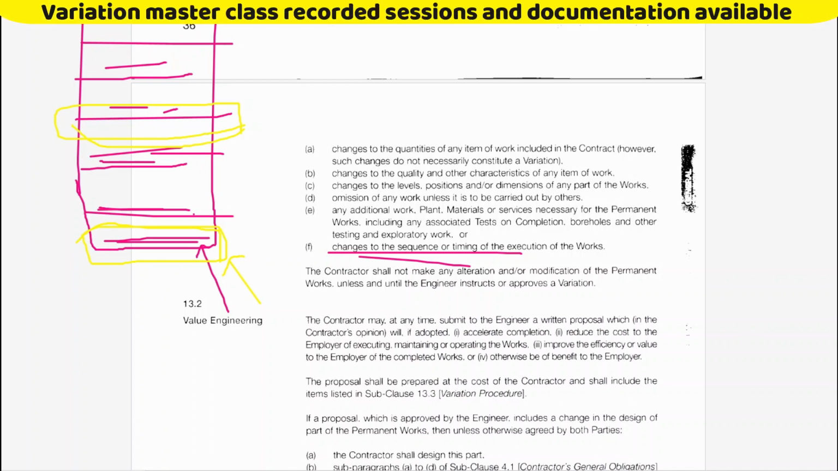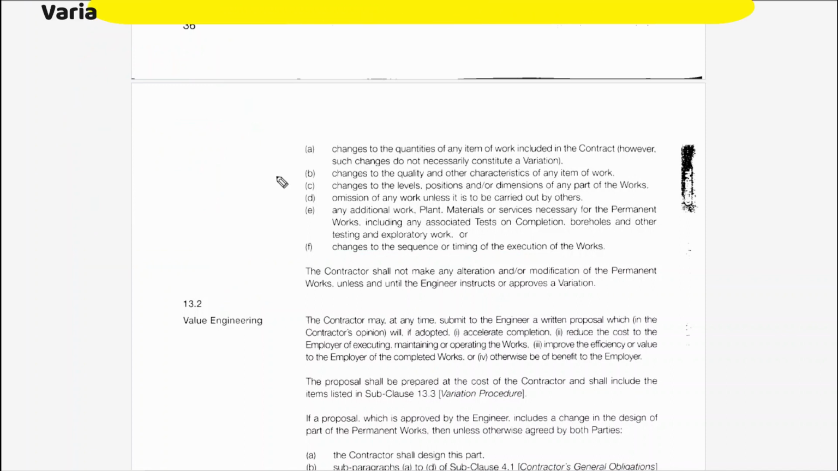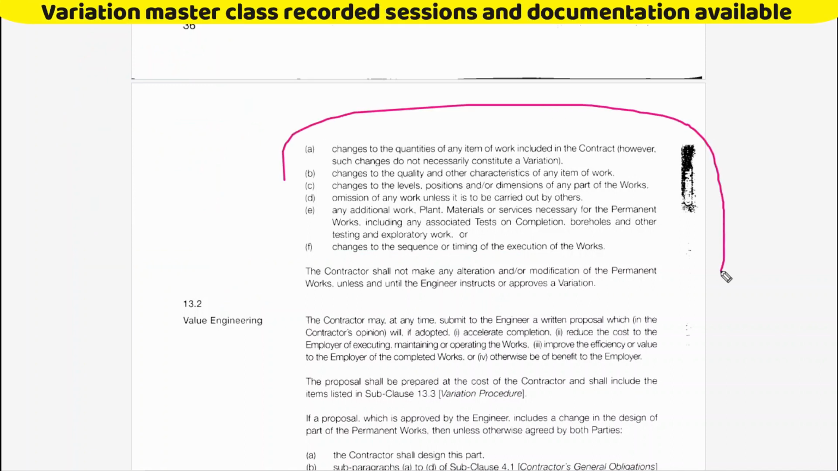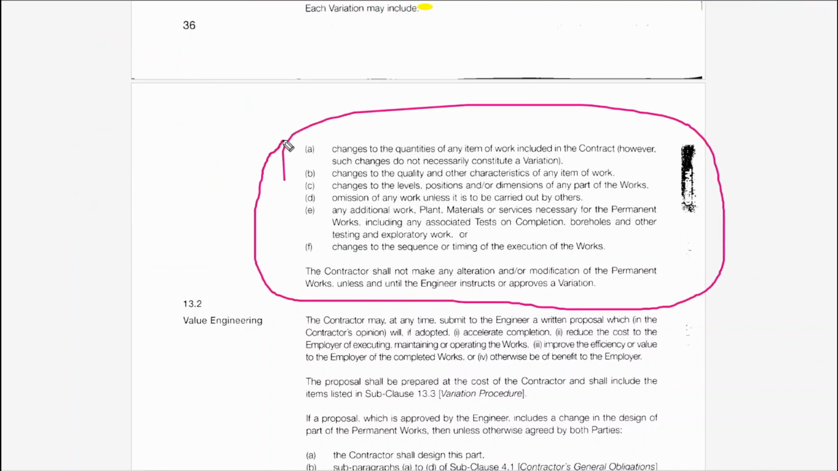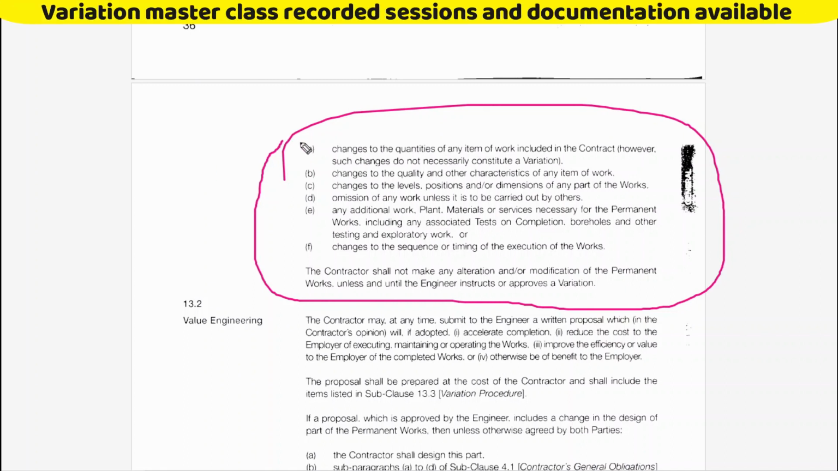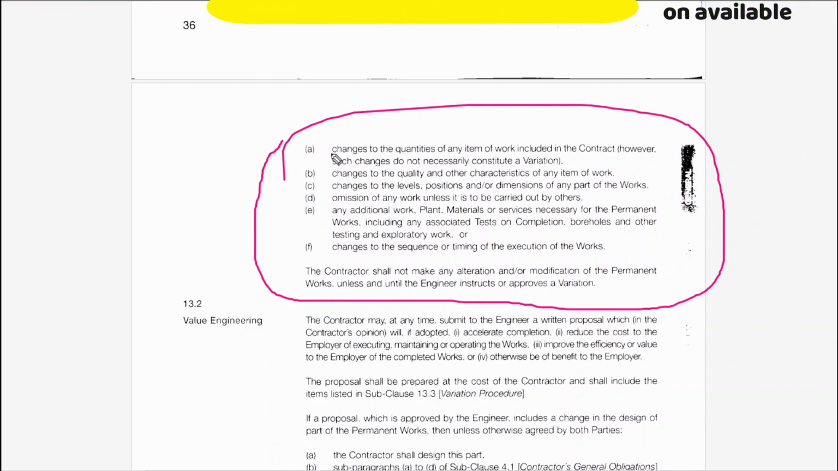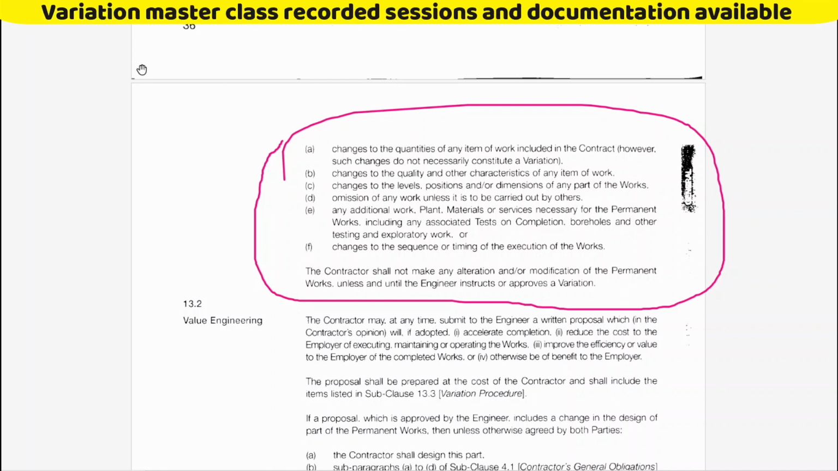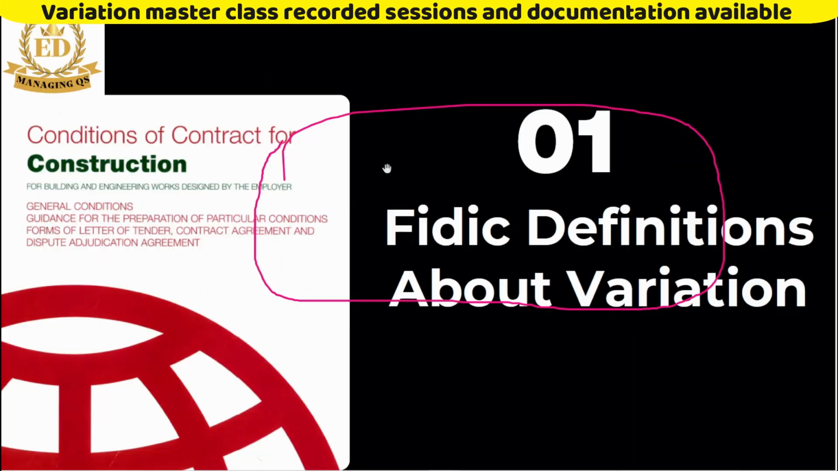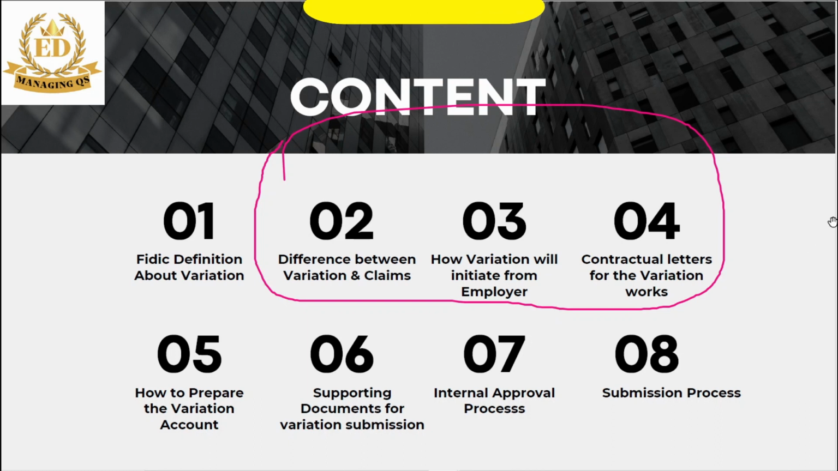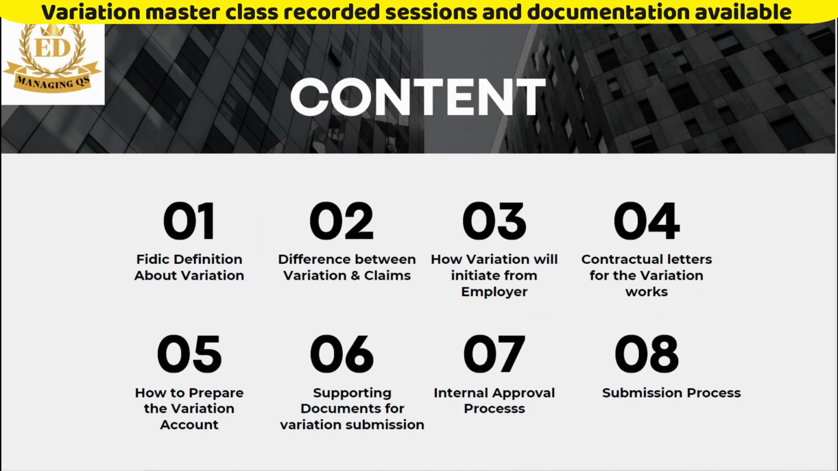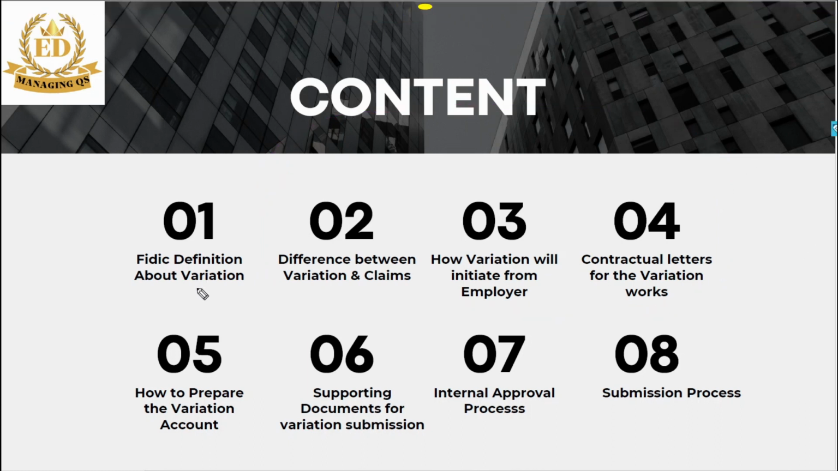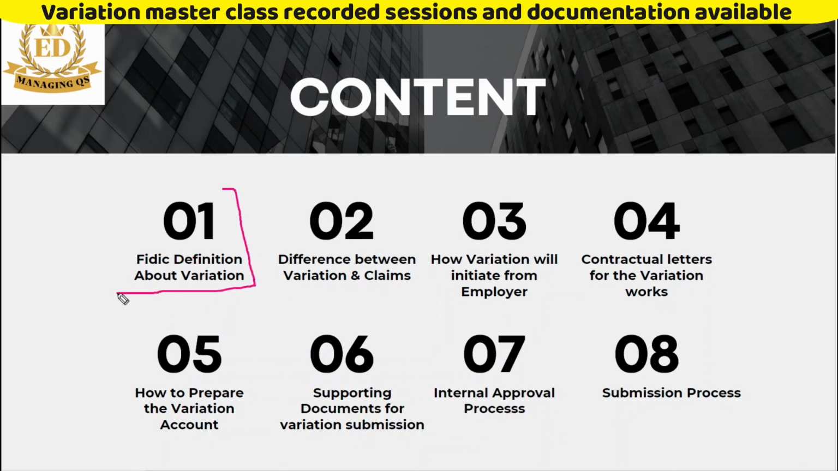So now you can easily understand how the variation is created, based on the FIDIC 99 Red Book. So now you understand how the variation occurred. This is my main intention before we start our variation account preparation. You have to understand the FIDIC clause, and what FIDIC says about the variation. So now we will analyze this in detail.